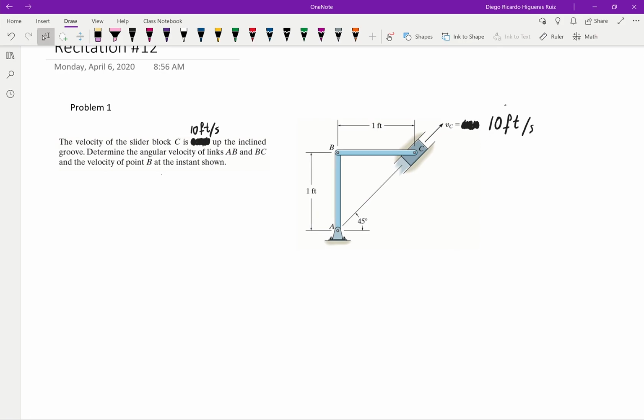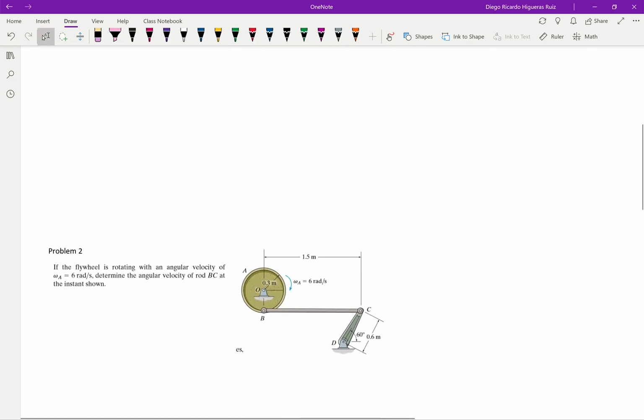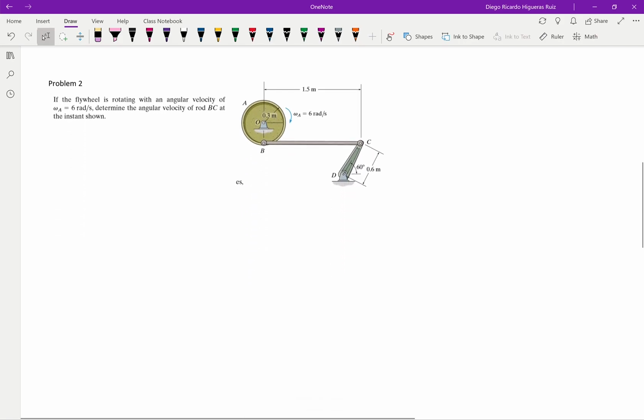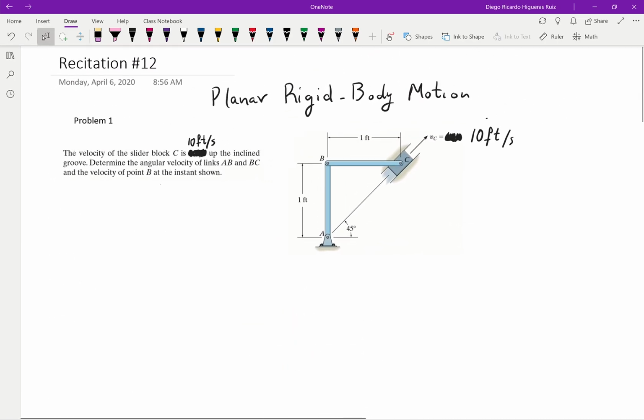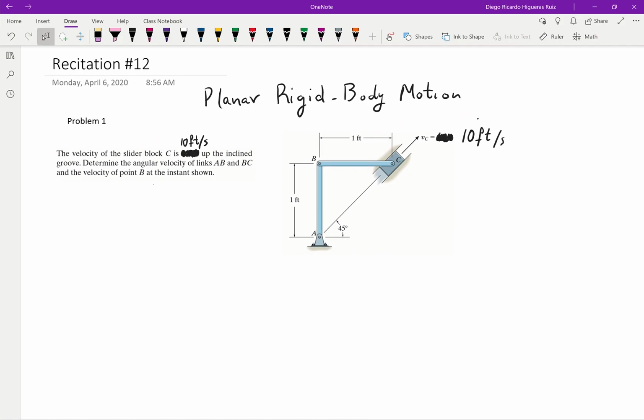Video lecture number 3, and today we're going to be talking about planar rigid body motion. As we have done in other weeks, today we're just going to do 3 problems, and then I will assign you a problem and some theoretical questions. We're going to start with problem number 1.